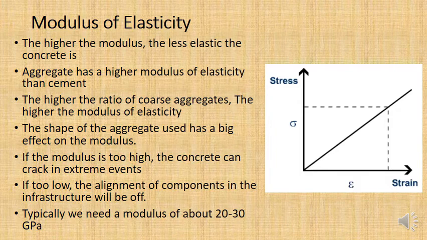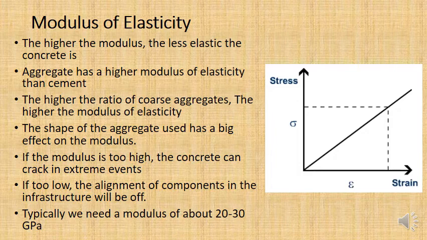Also, the shape of the aggregate can affect the modulus. If the aggregate shape is very elongated or flexible, then you're going to have large pockets made up of cement water paste, which is more squeezable. So if you have flaky aggregate, that will actually decrease the modulus of elasticity. It will make the concrete more elastic.